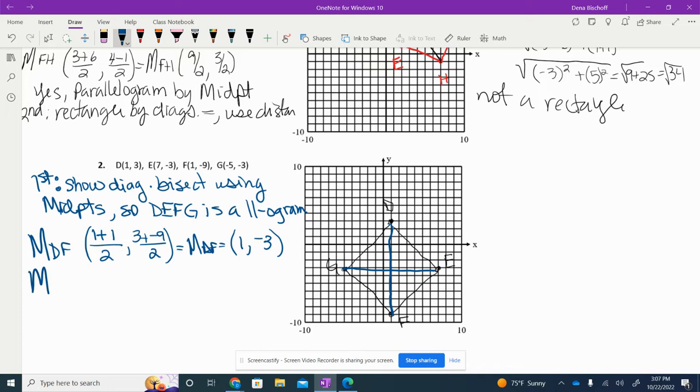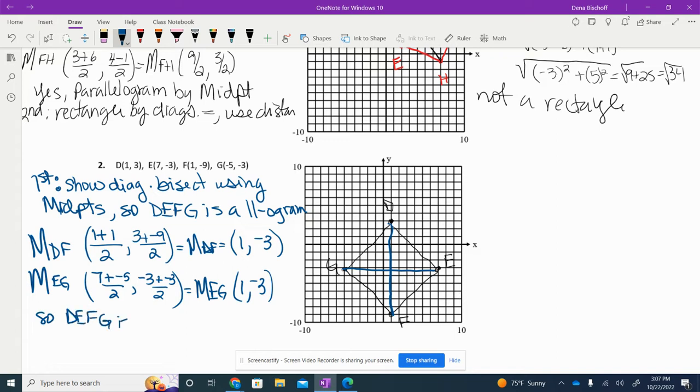So let's find the midpoint of EG. E has x-coordinate 7, G has x-coordinate negative 5, over 2, and the y-coordinates negative 3 plus negative 3 over 2. Positive 7 plus negative 5 is 2, and 2 over 2 is 1. Negative 3 plus negative 3 is negative 6, divided by 2 is negative 3. So DEFG is a parallelogram.